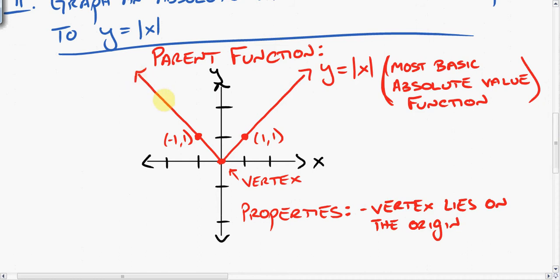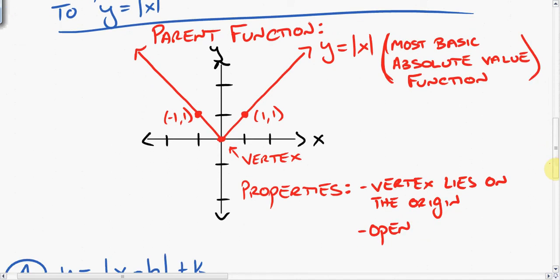Secondly, this absolute value function, the parent function, the V, opens up. It's always going to open up. You'll see as we begin to graph, some of our graphs will not open up, but will open down. So, the graph opens up.